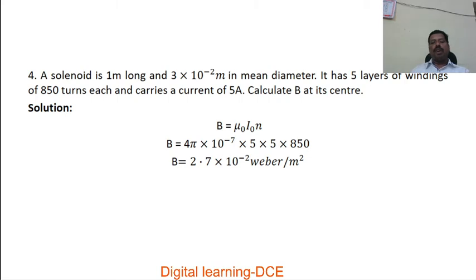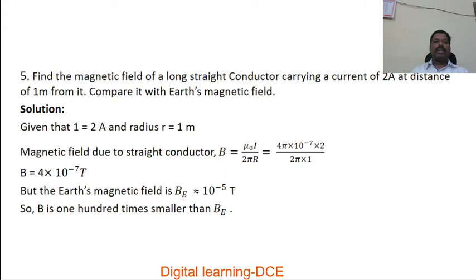Then B is equal to mu naught I N. So B is equal to mu naught value, 4 pi into 10 power minus 7, into I, which is 5 ampere, into the total number of windings, 5 layers into 850. Then simplifying, we get the value of magnetic field as 2.7 into 10 power minus 2 Weber per meter square.